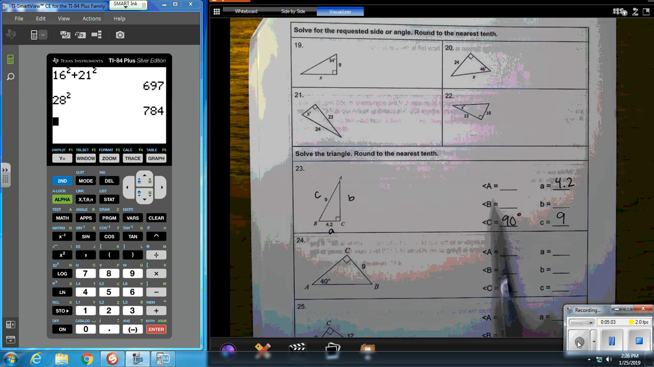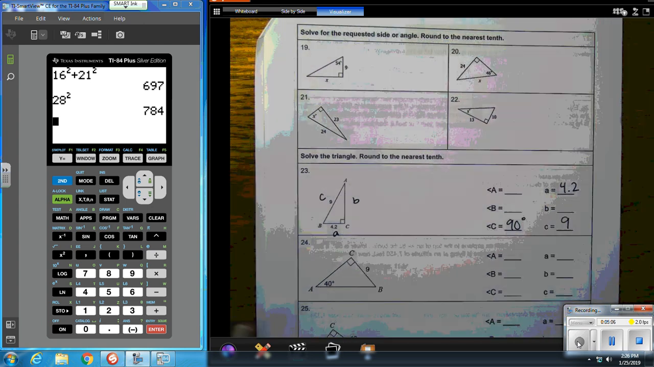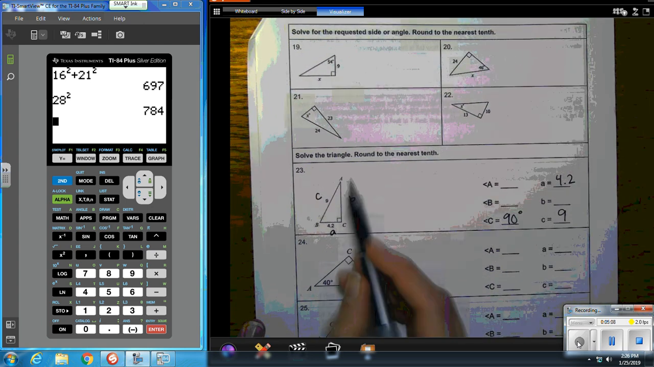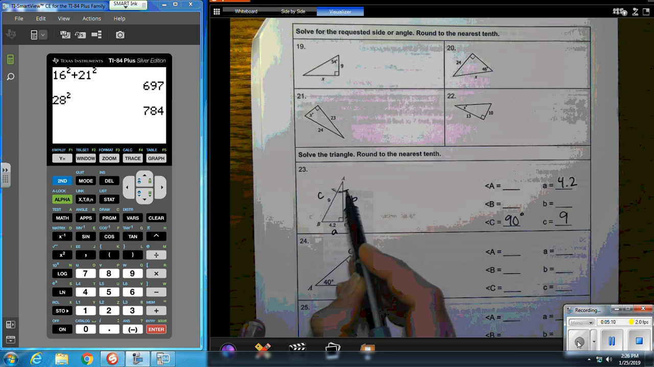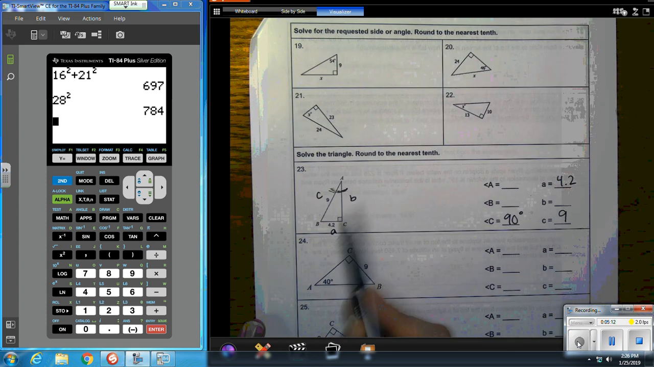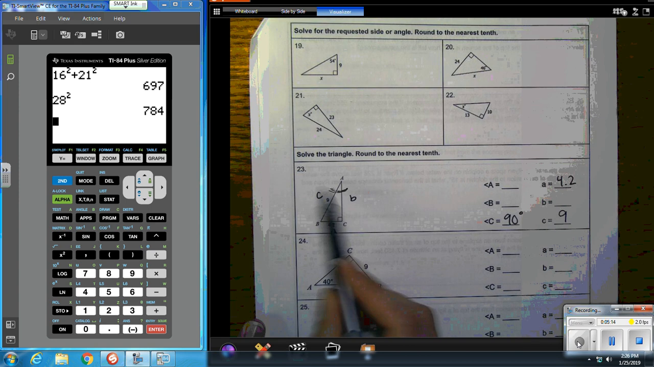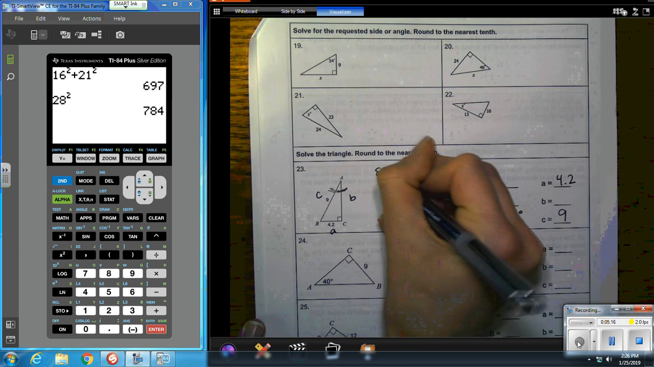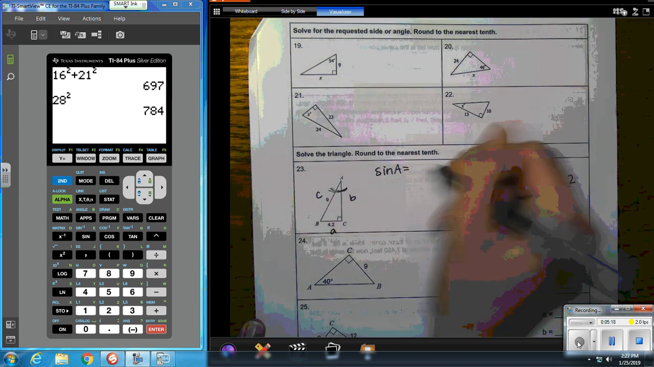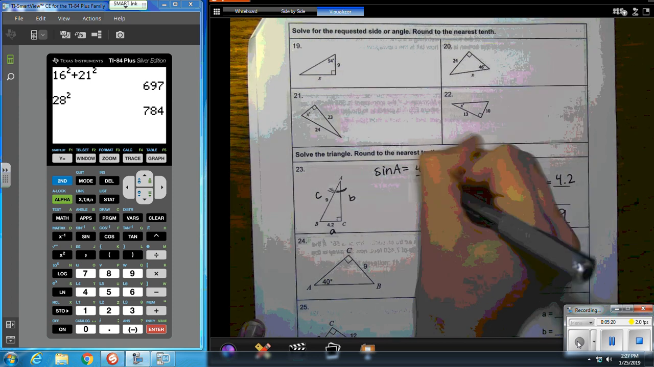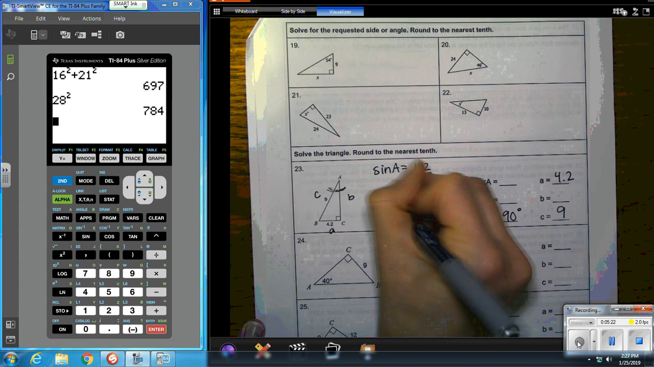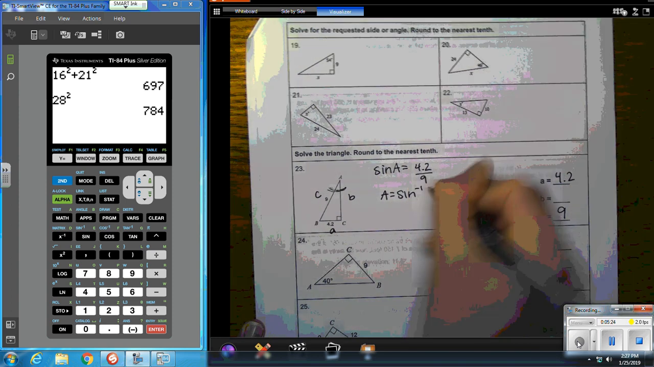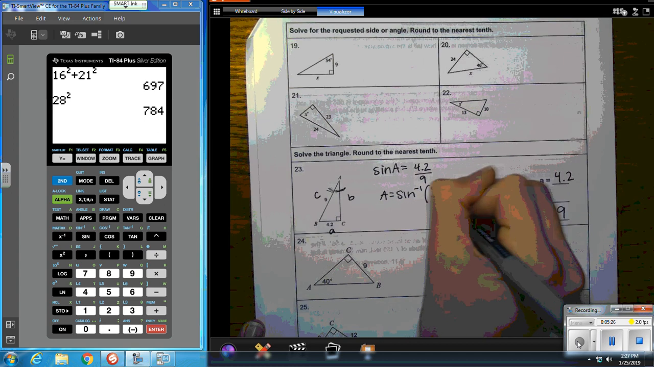To find an angle, this is where you're going to need inverse trig. So if I want to find angle A, you get to pick which one you want to start with. Think about what you know. Well, I know the opposite and I know the hypotenuse. So that means I'm going to do sine of A equals 4.2 over 9. And then to get that A by itself, you're doing the inverse sine of 4.2 over 9.